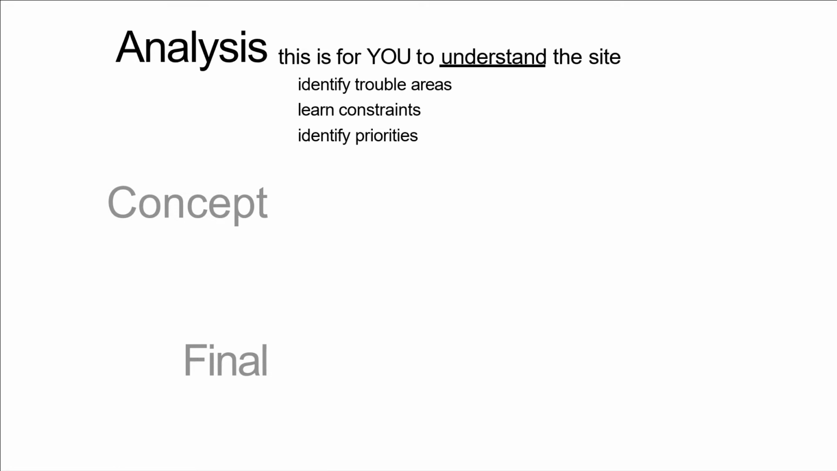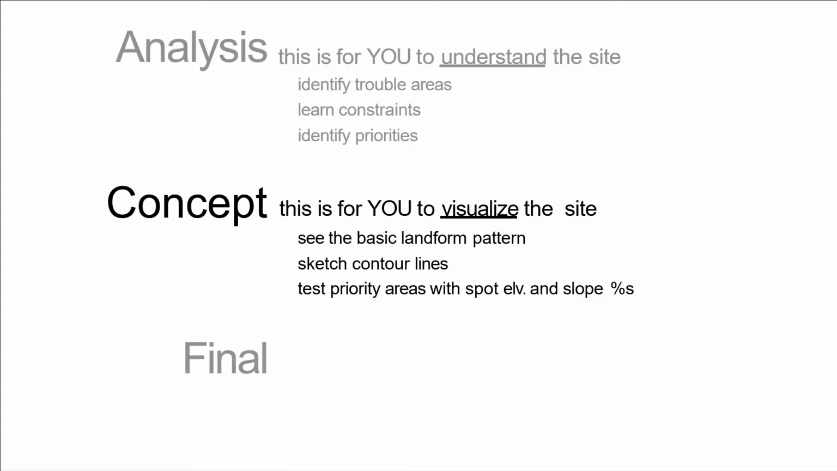The analysis is for you to understand the site. And by understanding the site, you want to also identify potential trouble areas, learn some of the constraints, and identify some priorities that you're going to need for developing a concept. In the second lecture, we're going to help you develop a concept, and this is probably the most important part of learning to grade, because this is where you're going to learn to visualize the site, see some of the basic landform patterns, sketching your contour lines, and test priority areas with spot elevations and trial slopes.